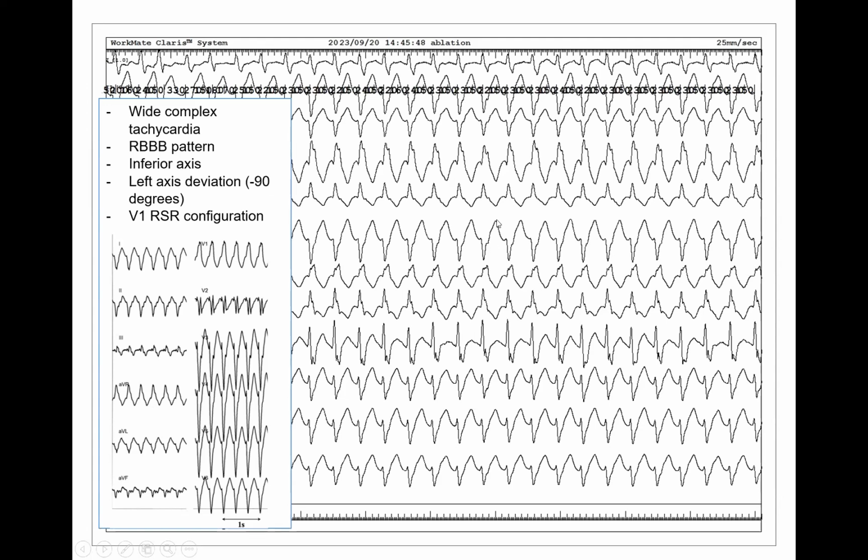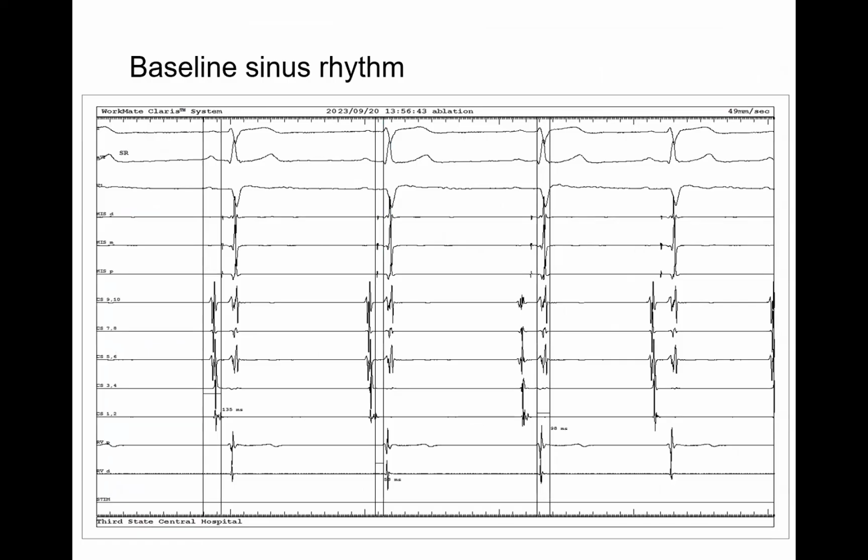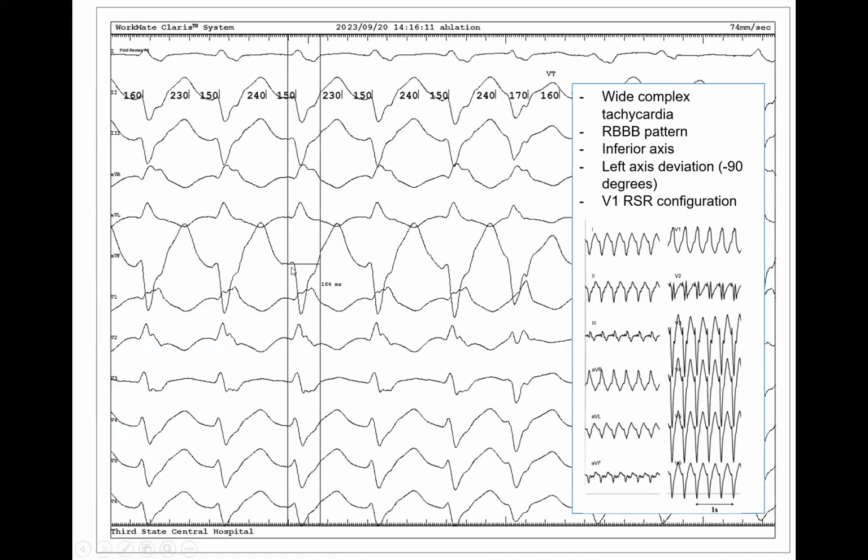As we see here, this is a wide complex tachycardia with a right bundle branch pattern and an inferior axis. There is left axis deviation of more than minus 90 degrees, and V1 is showing an RSR configuration. So from here we can see that this is more likely a fascicular VT. The QRS is wide, around 160 milliseconds.